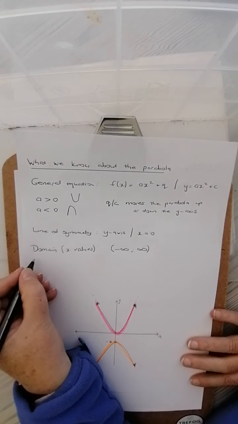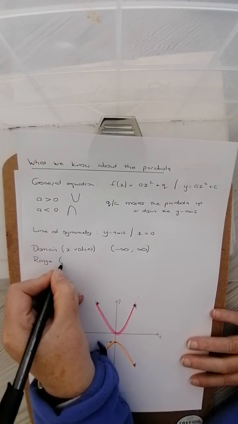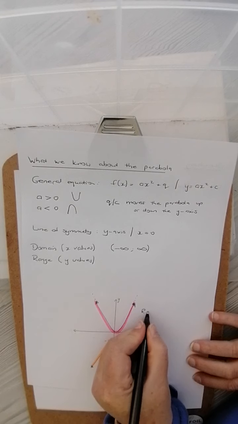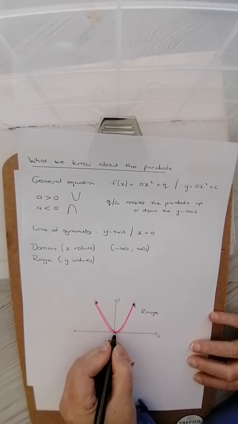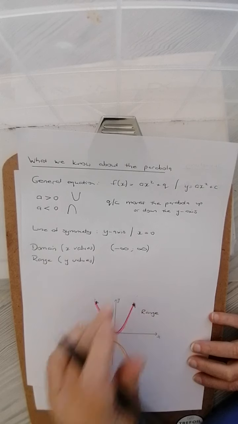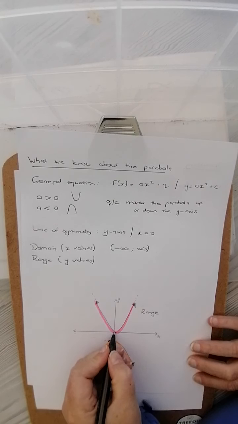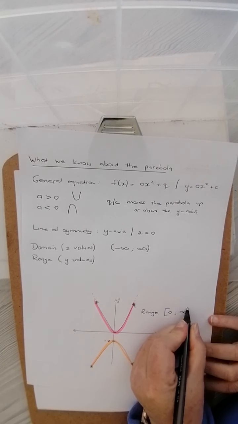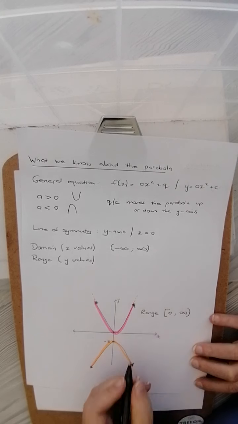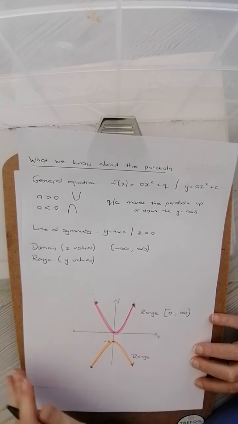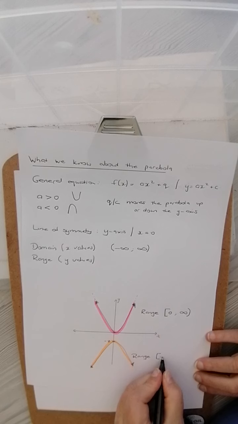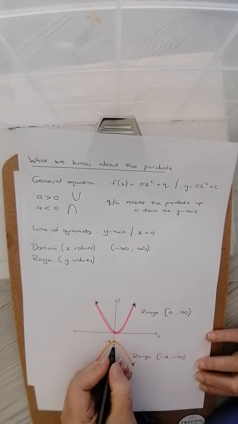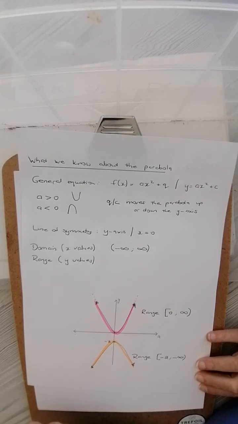And the range is my y values. So for this one, my range here is 0 and up. Now I include 0 because the graph goes through 0, so it's a square bracket to +infinity with a round bracket. The range for this one is -2 to infinity, because the graph goes through -2.